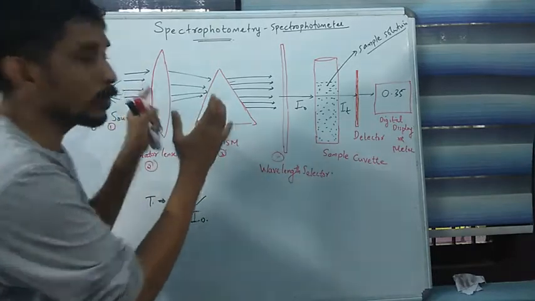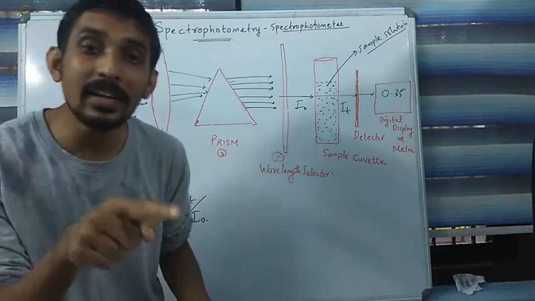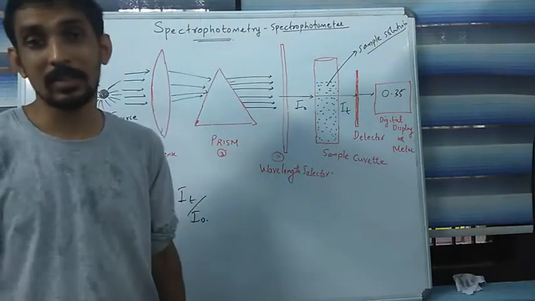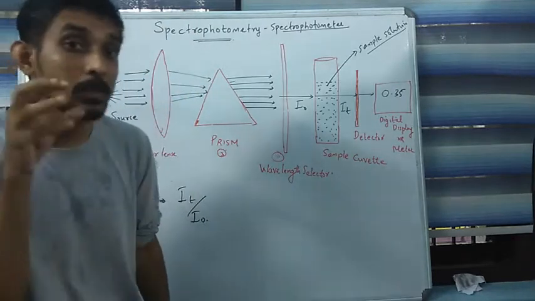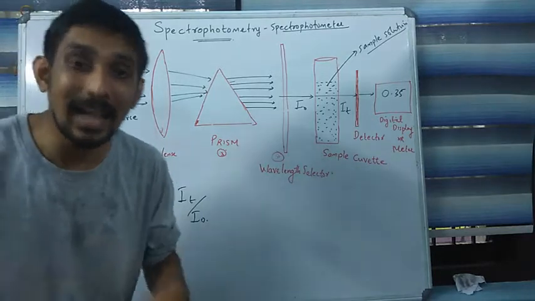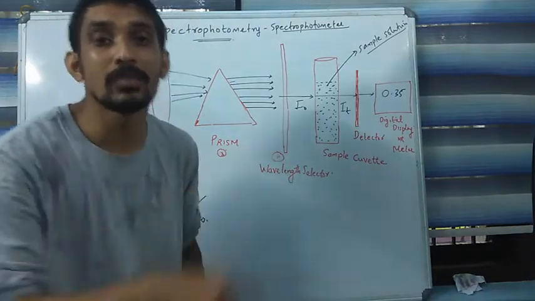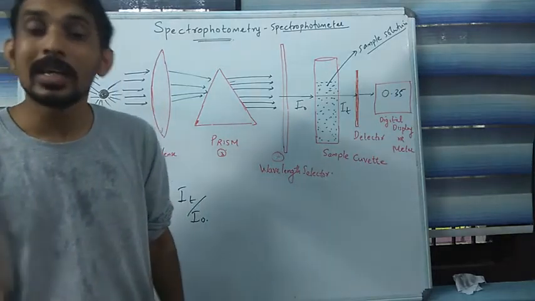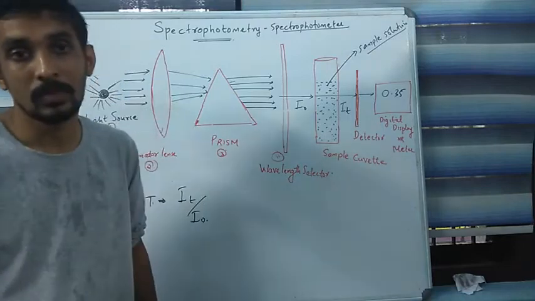So spectrophotometry is a special technique used for identifying, detecting, or quantifying a specific material in a solution by analyzing its absorbance value at a specific wavelength. I already told you that each particle can absorb a specific wavelength of light.